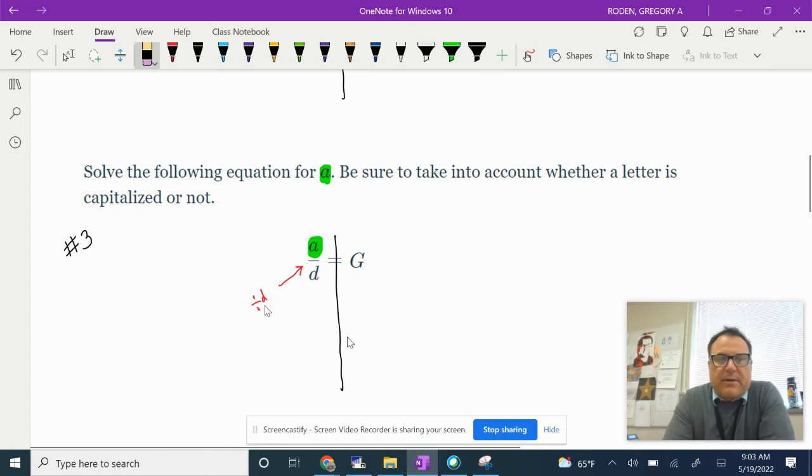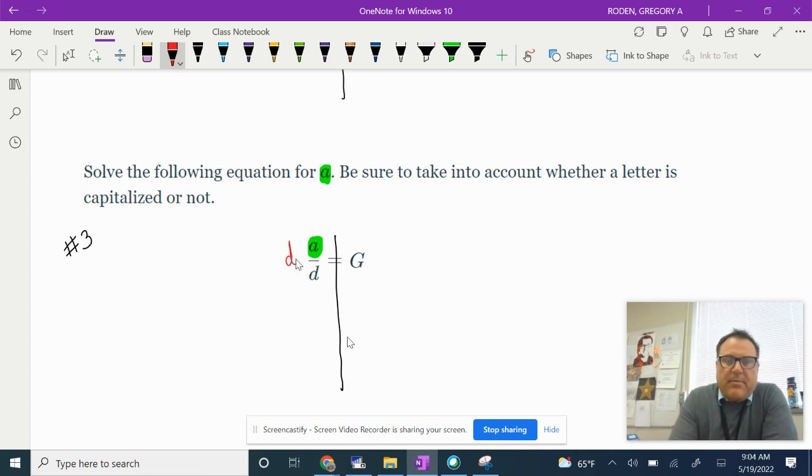Let me erase that really quick. Sorry. What's the inverse operation of dividing by D? Well, yeah, we're going to multiply by D. Multiplication is the inverse operation of division. So I'm going to multiply by D on both sides to undo the division of D. When you multiply by D and divide by D at the same time, they cancel each other out to 1.